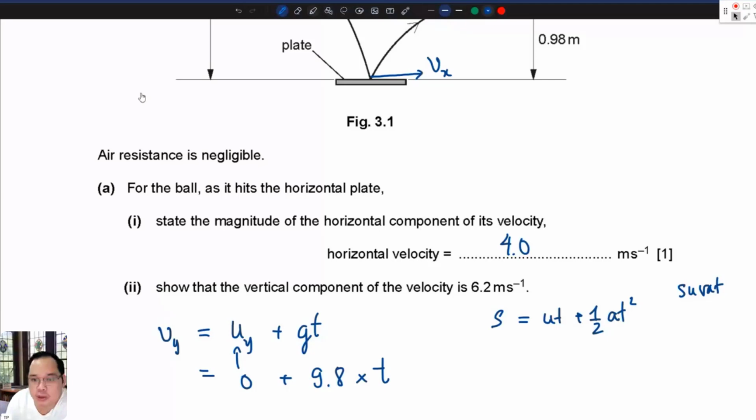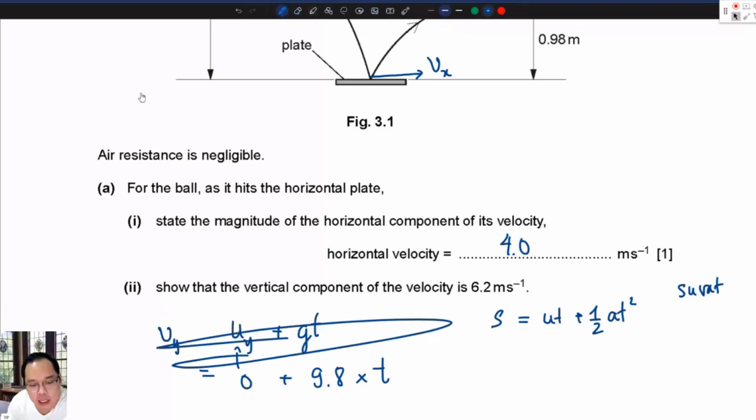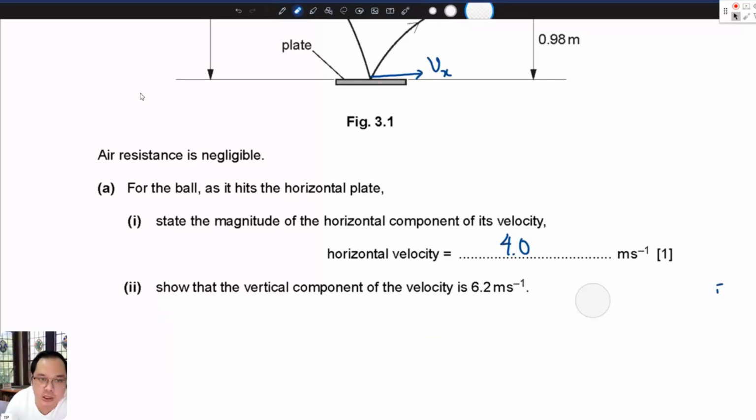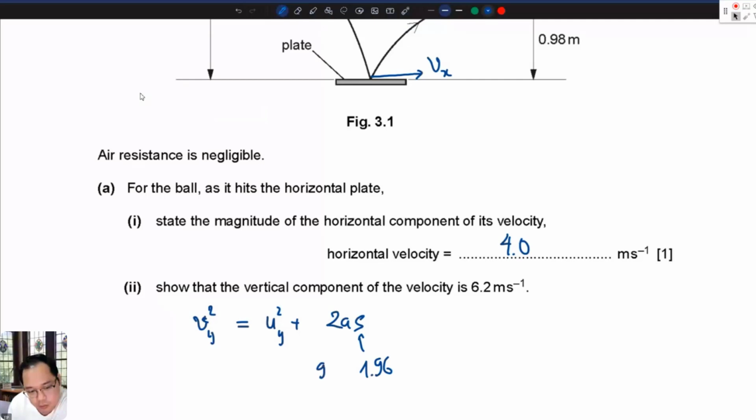Use the third one. Let me erase this one. We don't need to calculate the time when we use the third equation here: v squared equals u squared plus 2as. This is in the vertical direction only, meaning this is the initial velocity in the vertical direction, and this is the vertical component velocity. s here is 1.96 meters. Acceleration is 9.8. This one is 0. And the final velocity here is what we need to find. After calculating this value, we take the square root to get the answer, which is this one.